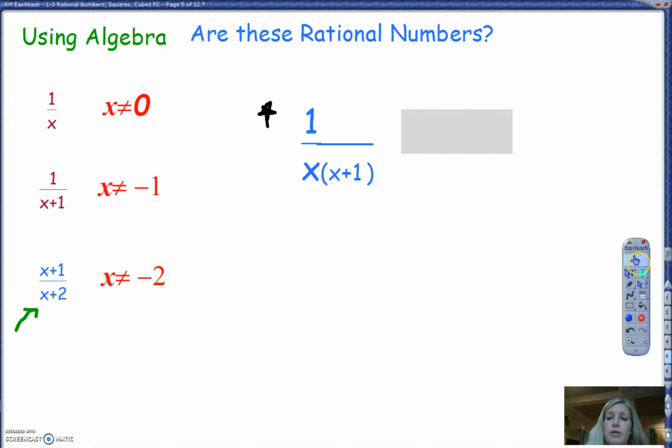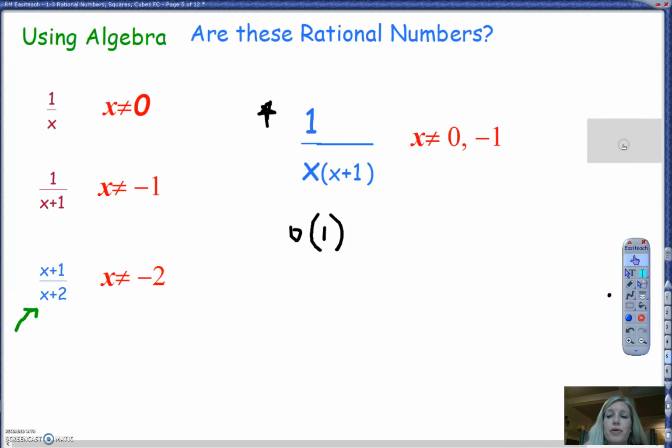So x cannot equal 0. And if you think about it, basically if I plugged that in, it would be 0 times 0 plus 1, which is 1. That still equals 0. The other number is x cannot equal -1, because it would be -1 times -1 plus 1, which is 0. So those are the 2 numbers that x cannot equal in order to keep that rational. Okay, moving along.